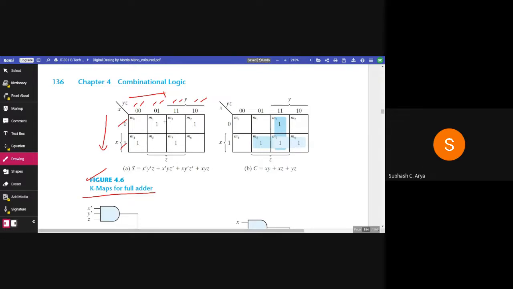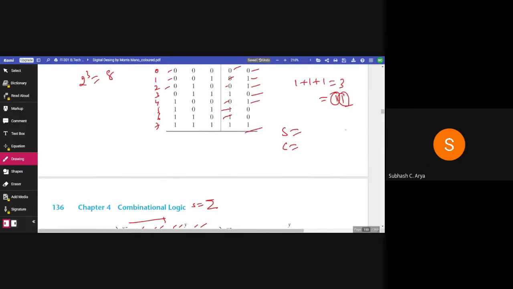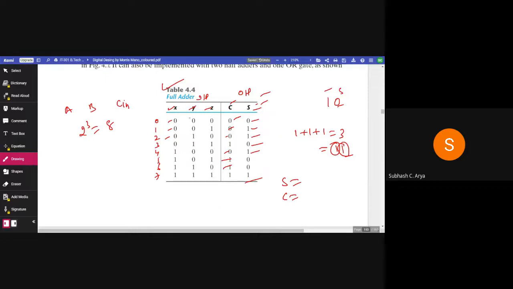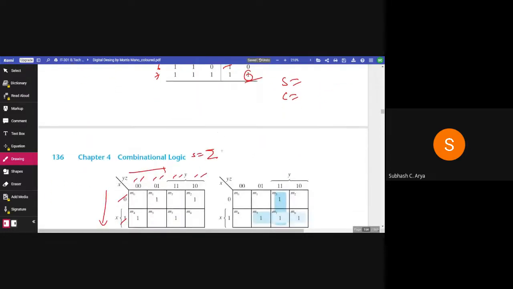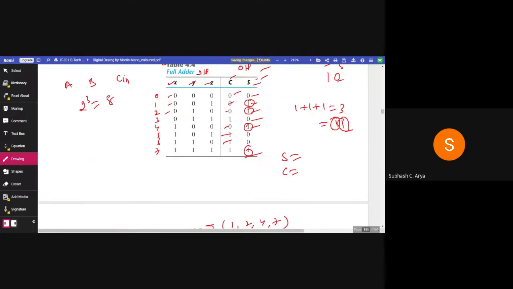After that, we know where S is equal to 1. So we can see S is 1 at what places. From the truth table, we can see M1, 2, 4, 7. At these 4 places, S is equal to 1. So at these places, 1, 2, 4, 7, sum is equal to 1. And similarly, carry is 1 at 3, 5, 6, 7.